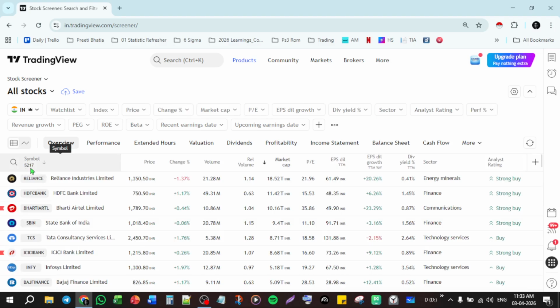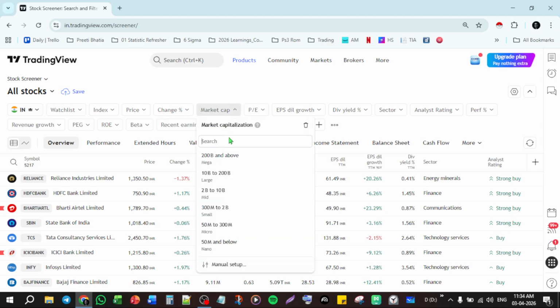So what we're doing over here is called filtering. I'm again repeating, this is called filtering. So over here you see market cap. Now over here it says 200 B. B means billion and above. Large is 10 billion to 200. Mid is 2 billion to 10. Small is 300 million to 2 billion. Micro and then nano. We are going to go above mega.